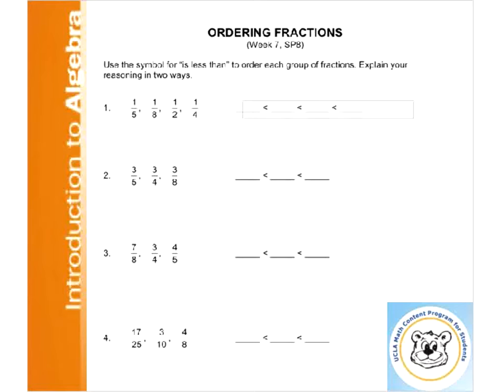positive integer. So basically what we want the students to recognize is that when the numerators are the same, we compare the denominators, and basically the largest denominator is going to have the smallest fractional value. So ordering these from least to greatest, we have 1/8, 1/5, 1/4, and 1/2.